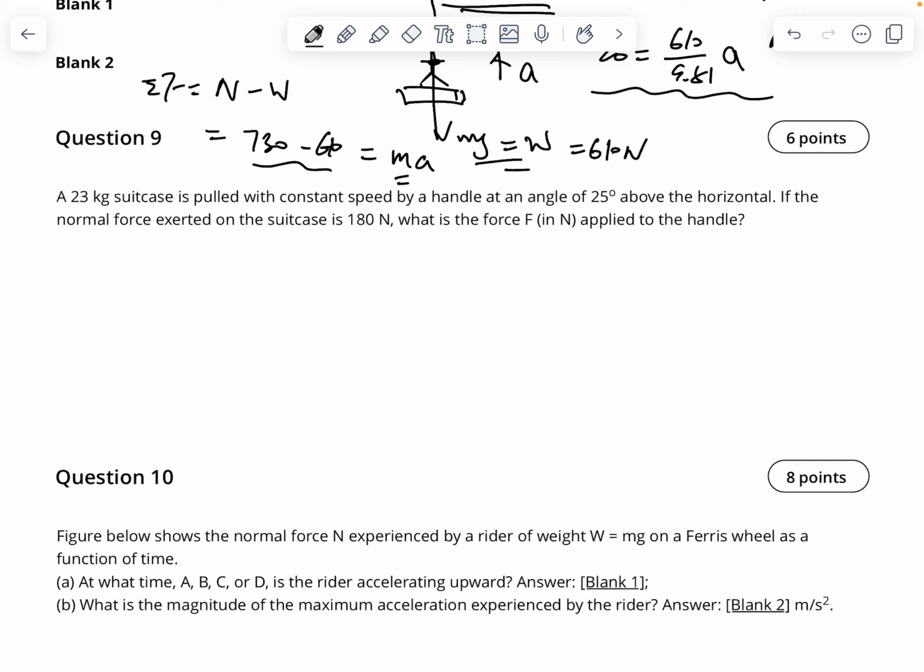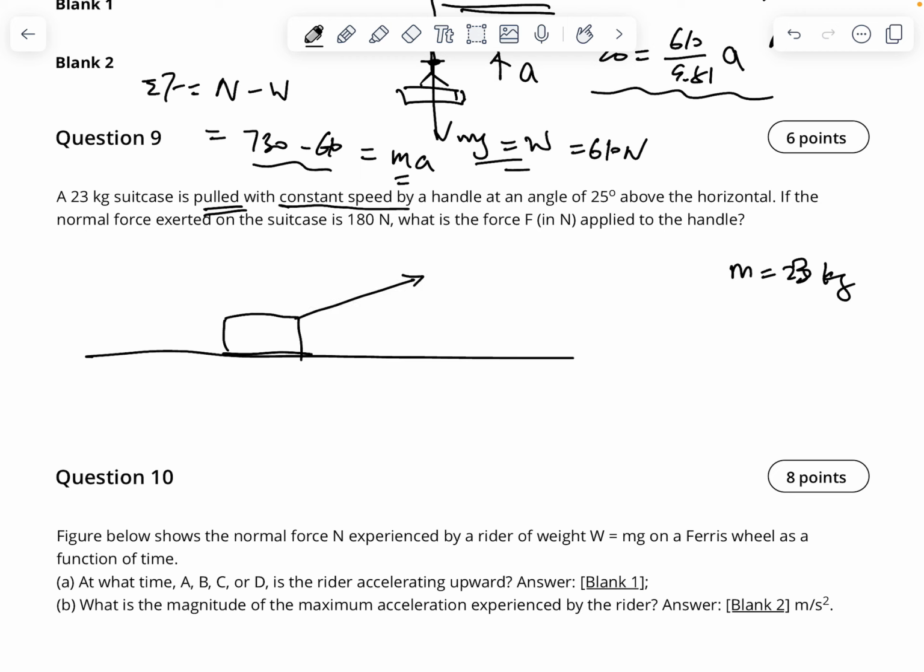Number 9. A 23 kg suitcase. So M equal to 23 kg. The suitcase is pulled with constant speed. Okay, here important, constant speed, by a handle at an angle. Pulled is this way, right? So this is the pull, and then 25 degree angle above the horizontal.